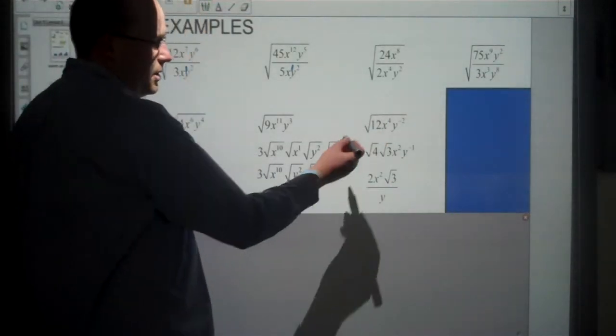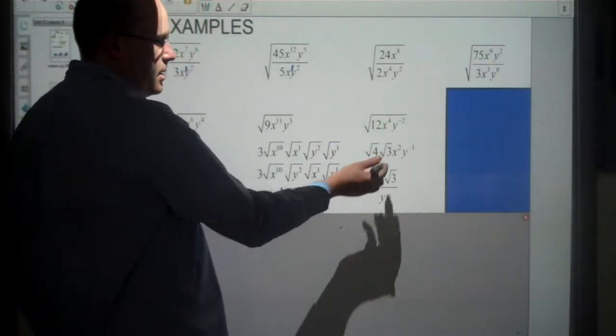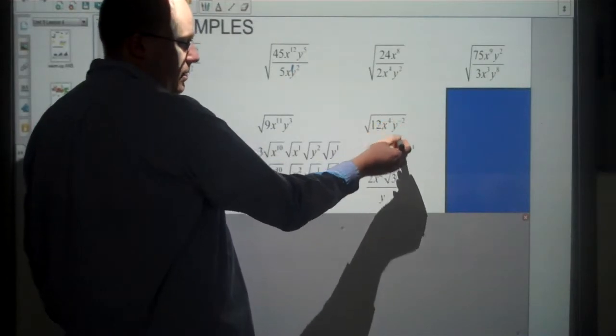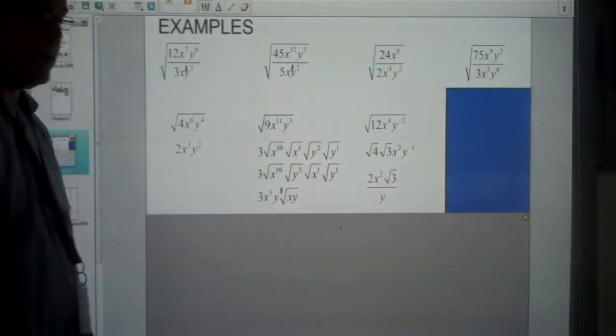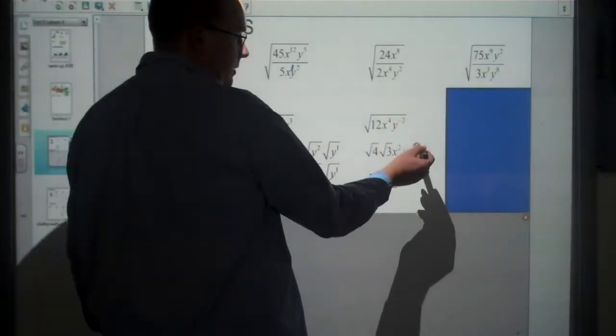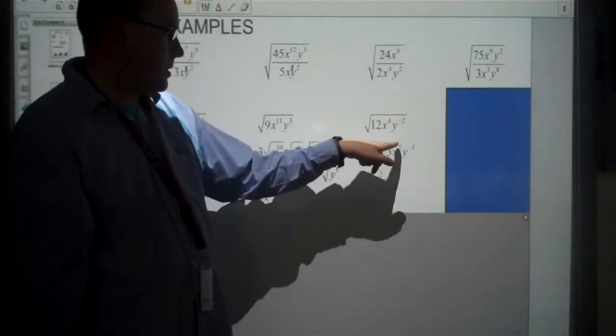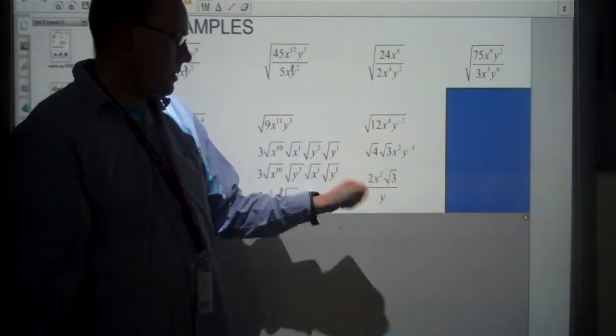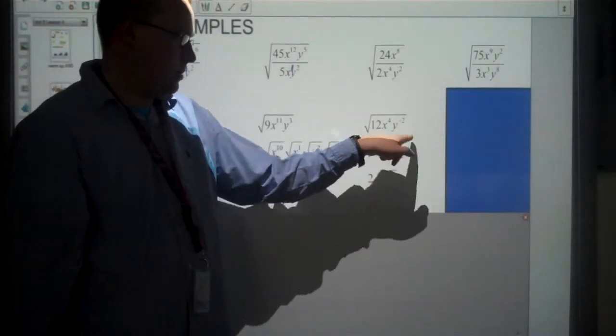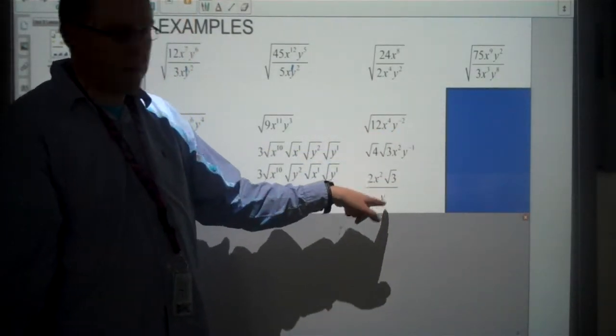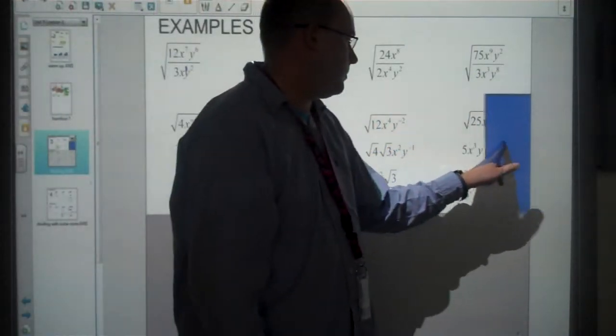12 we can't simplify, so we can split that up into 4 and 3. Square root of x to the 4, we can do that, so half of that will give us x to the power of 2. And we can do a half of negative 2, it's negative 1. So square root of 4 is 2, x squared goes here, radical 3 goes here, and any negative exponents we can just bring to the bottom to give us y to the power of 1.